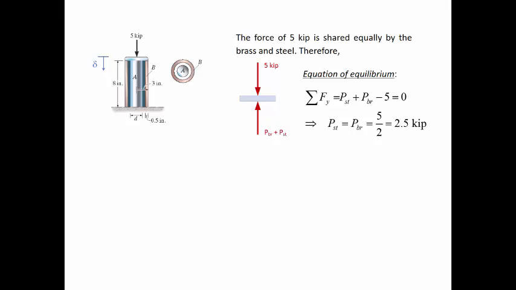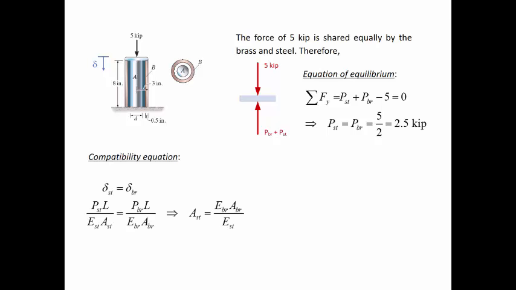So we can write the equation of compatibility saying that the shortening of the steel post is going to be the same as the shortening experienced by the brass tube. When we substitute the values of the deformation, axial deformation, remember is the load times the length divided by the axial rigidity, we can substitute for the corresponding values for the steel post, so the load carried by the steel post, the length of that post divided by the axial rigidity of the post.